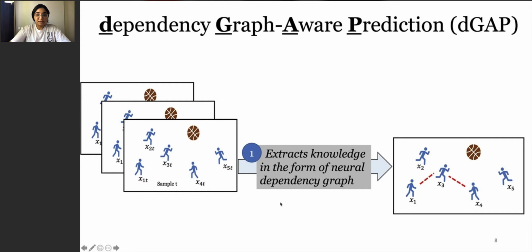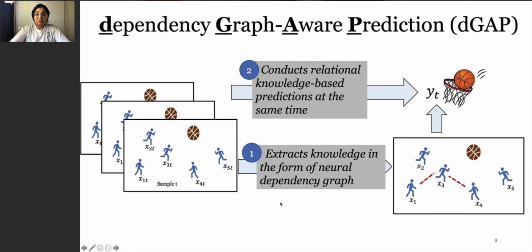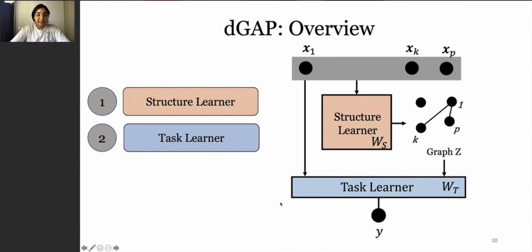Our proposed method, dependency graph aware prediction or DGAP, extracts macro knowledge in the form of a neural dependency graph and then uses the learned relationships to make predictions at the same time. DGAP is composed of two modules, a structure learner and a task learner.